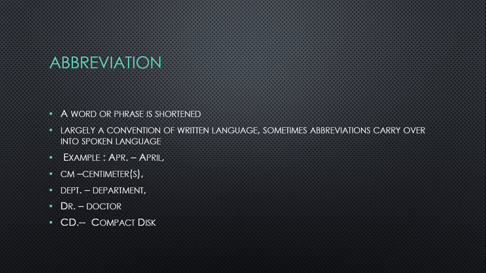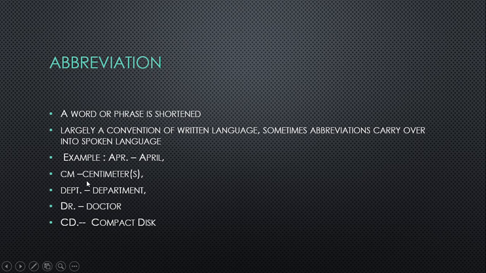Then comes abbreviation. Abbreviation is actually a word or phrase that is shortened, and this is the main difference between abbreviation and acronym, that acronym is pronounced as a single word but abbreviation is not pronounced as a single word. So for example, if I say CD, it stands for compact disc, but you are not going to pronounce it as a single word. Then comes doctor, which you have shortened as DR. Department, you have shortened it, and centimeter as cm.